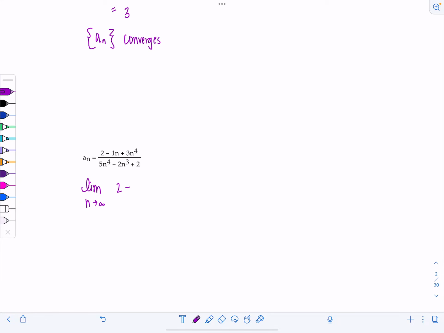So here's the terms, 2 minus n plus 3n to the 4th over 5n to the 4th minus 2n cubed plus 2. You could try L'Hopital's rule, but you have to change it to a function, f of x. So I don't want to do that. I'm just going to divide by the highest power of n in the denominator, which is n to the fourth. So I'm going to divide everybody by n to the fourth.